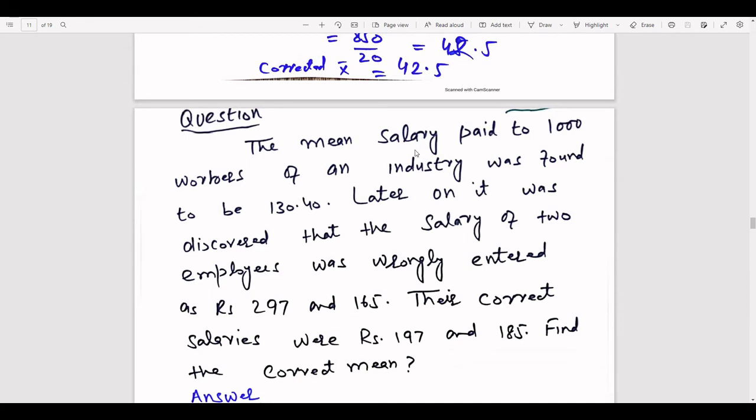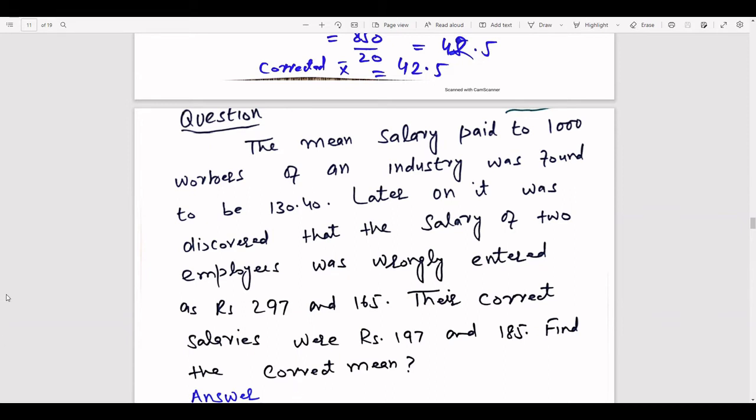Question. The mean salary paid to 2,000 workers of an industry was found to be 130.40. Later on, it was discovered that the salary of two employees was wrongly entered as 297 and 165. Their correct salaries were 197 and 185. Find the correct mean.